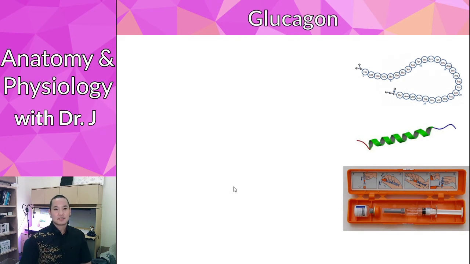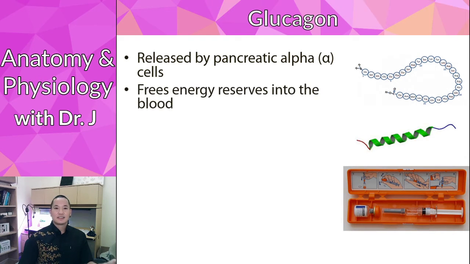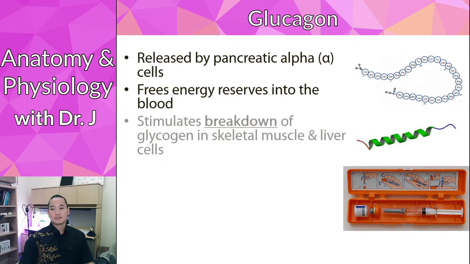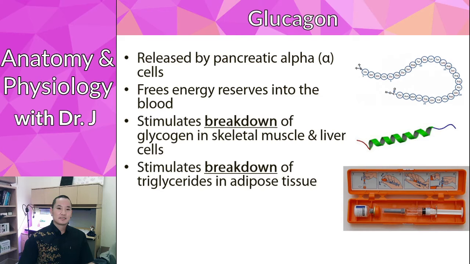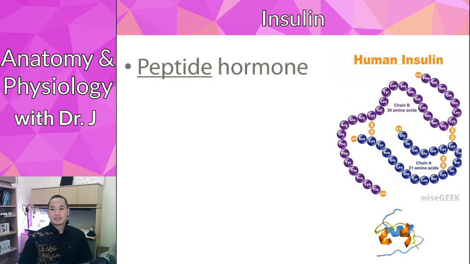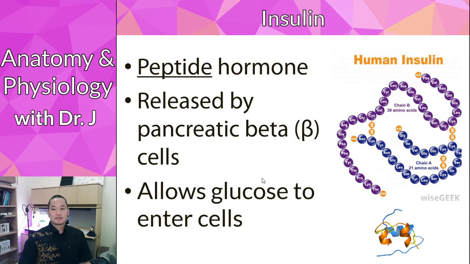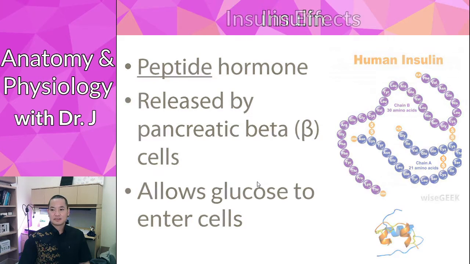All right, we also covered glucagon as well. So insulin lowers blood sugar, but what about glucagon? Well, this is one of those cases where you have a pair of hormones and they oppose each other. Glucagon is released by alpha cells, and instead of lowering your blood glucose, it liberates more nutrients into your blood, including glucose, but also fatty acids and amino acids. Now, insulin, again, is a peptide hormone, as you see from all the amino acids, and it is released by beta cells. This allows glucose to enter cells, thus lowering your blood sugar.